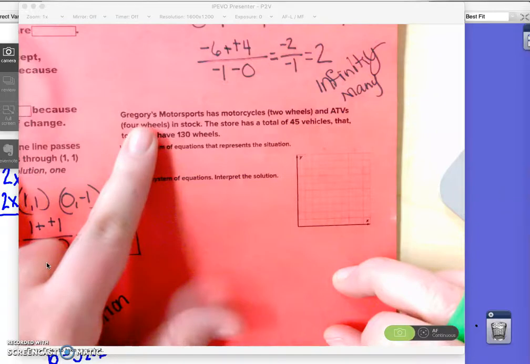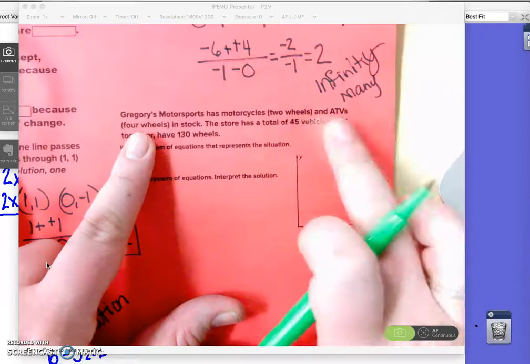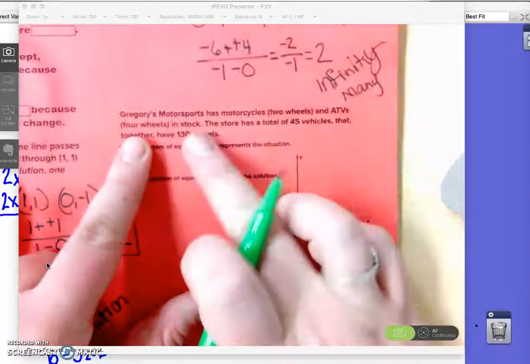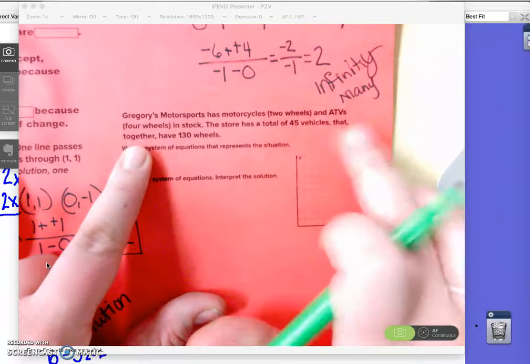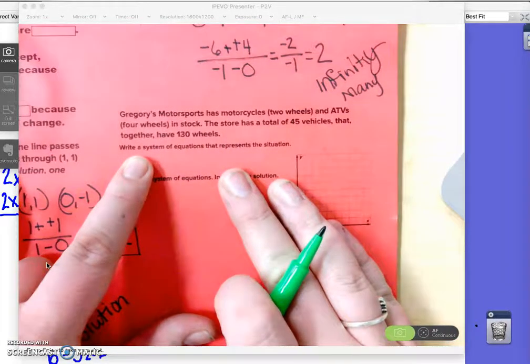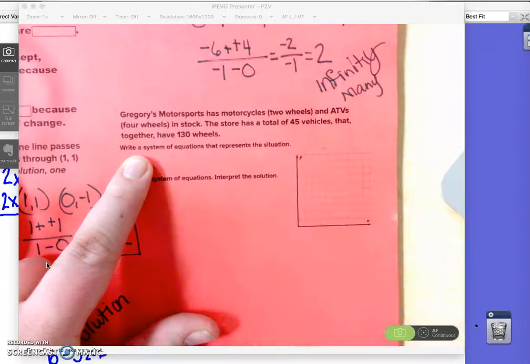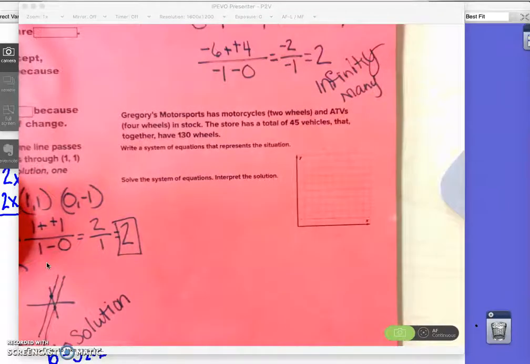Gregory's Motorsports has motorcycles, 2 wheels, and ATVs, 4 wheels in stock. The store has a total of 45 vehicles that together have 130 wheels. So first, write a system of equations that represent the situation. I need 2 equations that you can get out of this.